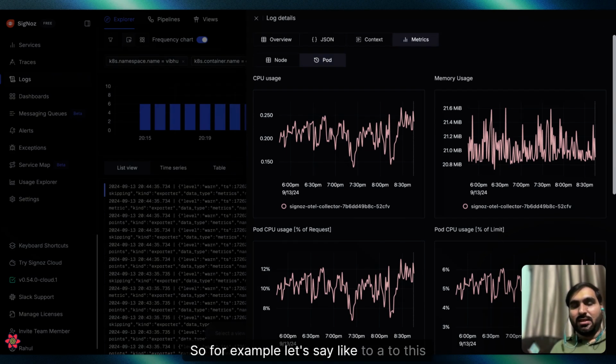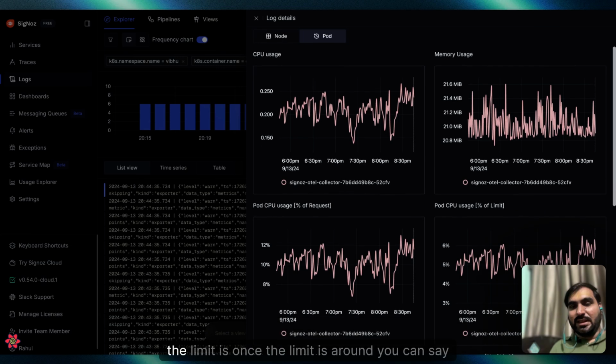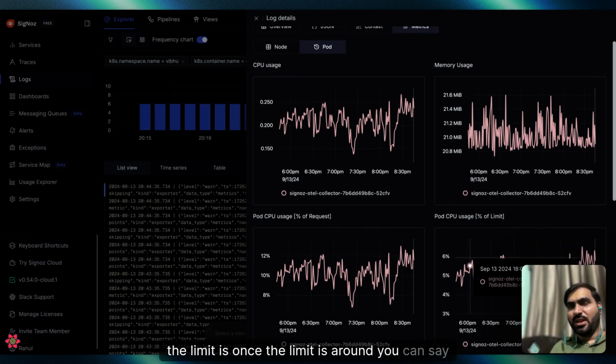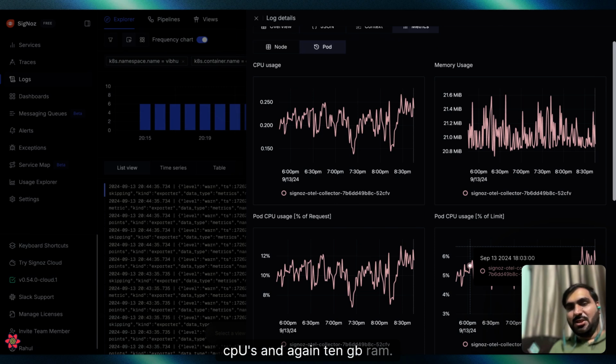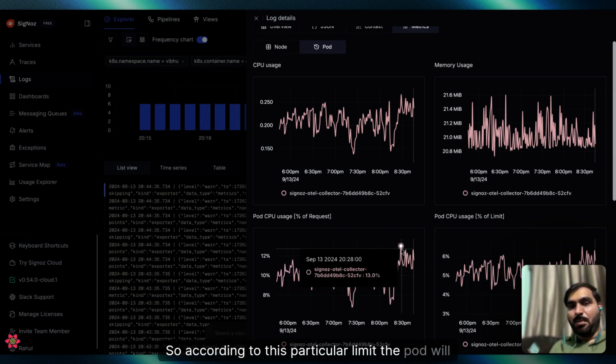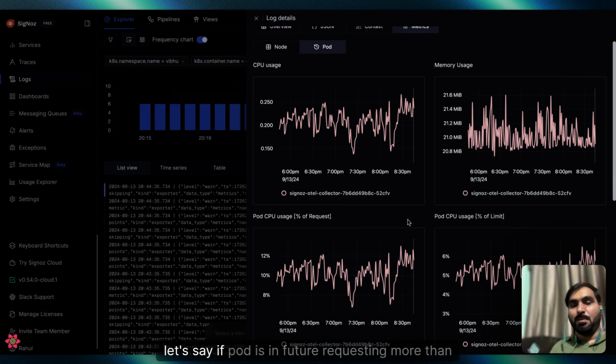For example, let's say to this particular pod, I have assigned around one CPU or 1 GB RAM. And let's assume the limit is around 5 CPUs and 10 GB RAM. According to this limit, the pod will act. If the pod in future requests more than one CPU, it can still have that advantage, because we have assigned that much limit. But if at any given point of time it goes beyond the limit, then Kubernetes will kill this particular service instance, and it will just auto heal.